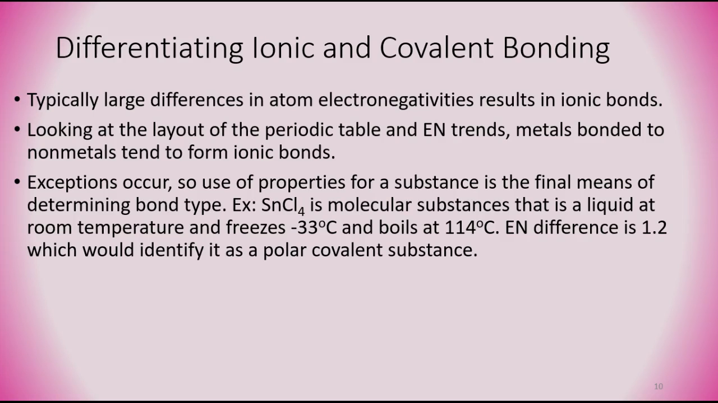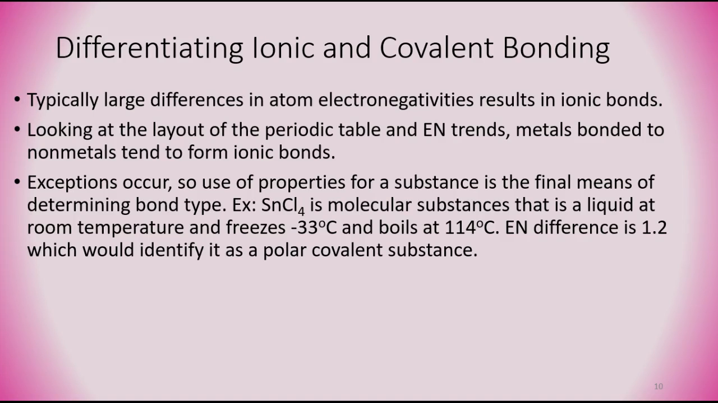So if I look at our example here, this tin(IV) chloride is actually a molecular substance that is a liquid at room temperature. It has a very low freezing point, and we call it a freezing point rather than a melting point because the transition is happening lower than room temperature. It boils at 114 degrees Celsius. The electronegativity difference, though, is 1.2, which would make it identify as a polar covalent substance.